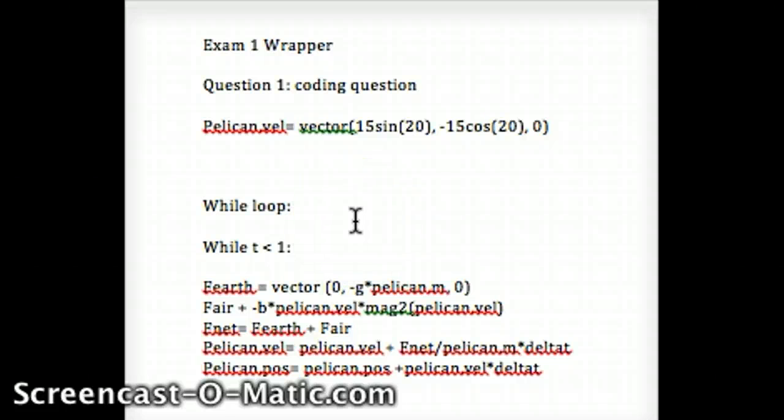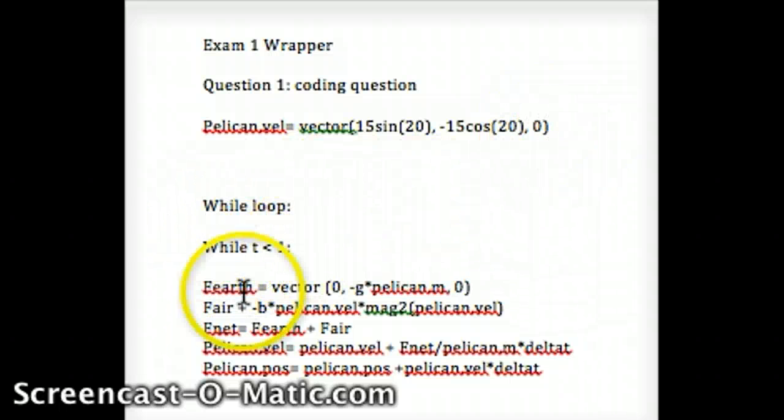However, the pelican is also changing direction, and the angle with which it's changing direction is 20 degrees. So drawing a triangle of the motion, you can find the x component using sine of 20 degrees. So the full x component is 15 times sine of 20 degrees. Then the y component is negative 15 because the pelican is moving in the negative y direction. And again, 15 meters per second times now cosine of the 20 degrees, and then the z component is 0.